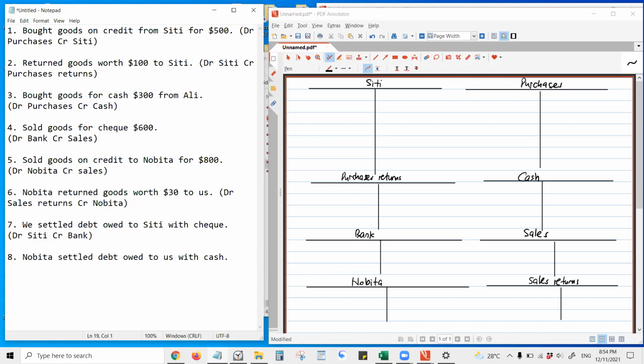Okay, last one. Nobita again. Nobita appeared earlier, right? For 5 and 6. Initially, Nobita owed us 800, then owed us $30 less. Eventually, Nobita still owed to us 770, correct, 770. You settle with what? Settle with cash. Nobita settle, okay, pay us money. Nobita pay us money. We debit cash, credit Nobita.